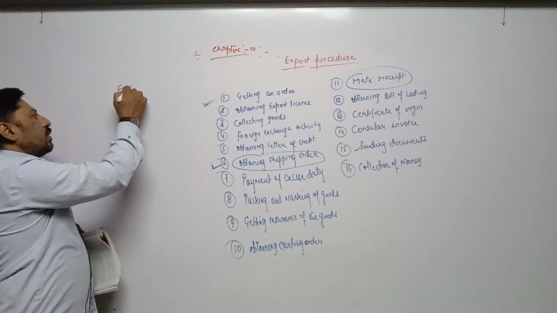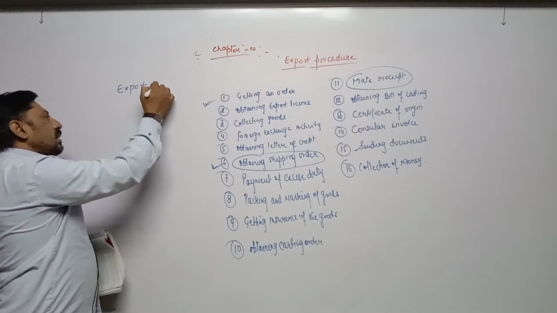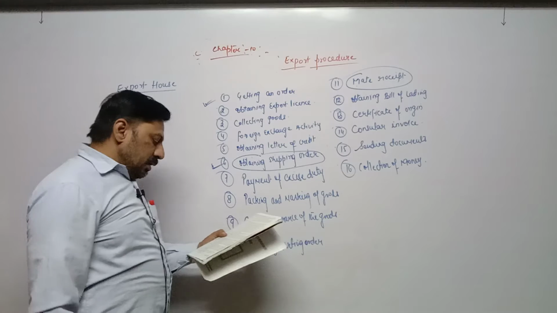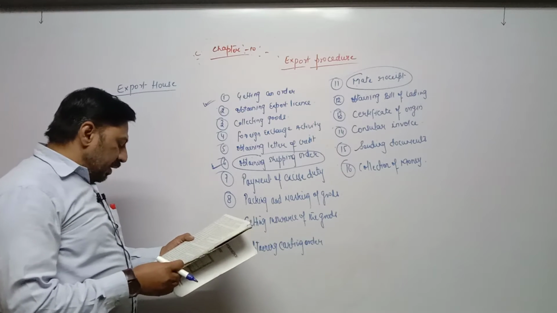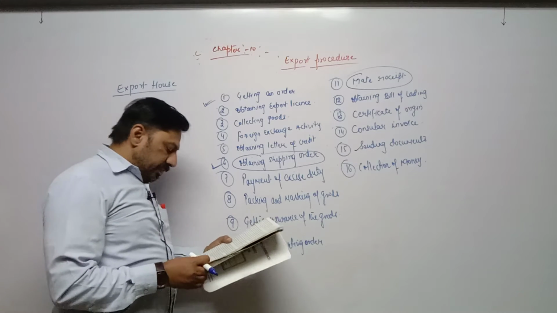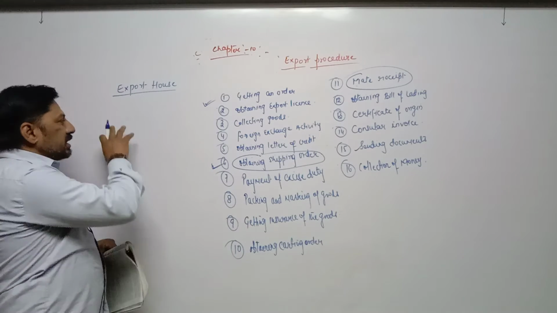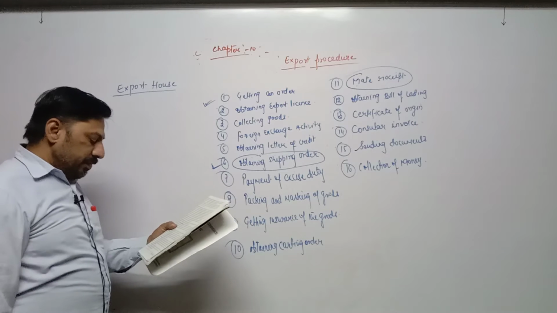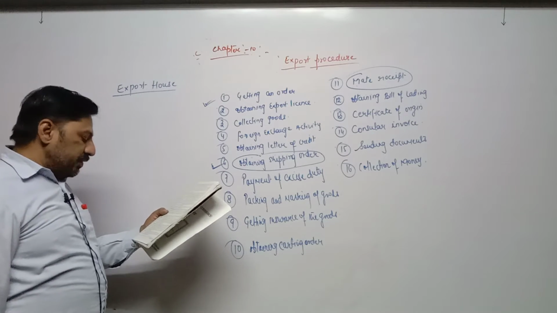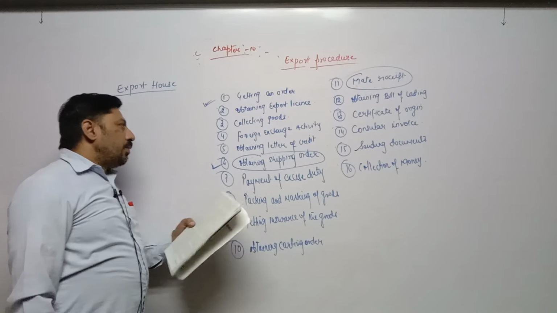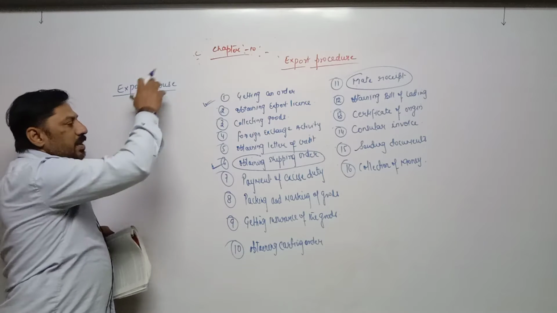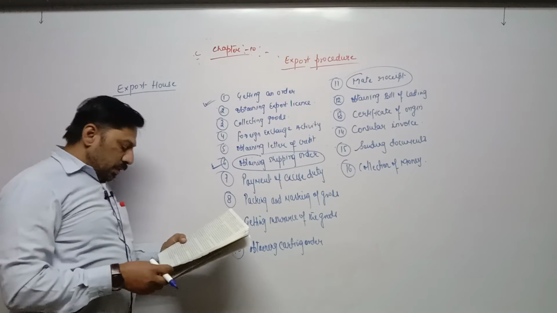So for a 1 mark question or MCQ purpose, export house. Underline this sentence: those professionals who export regularly are called export house. Then collecting goods. The exporter, meaning the seller, the Indian company, collects the goods as per the importer's order after obtaining the export license. Once they get the license, then whatever order they have received from the importer, they try to collect all those goods.